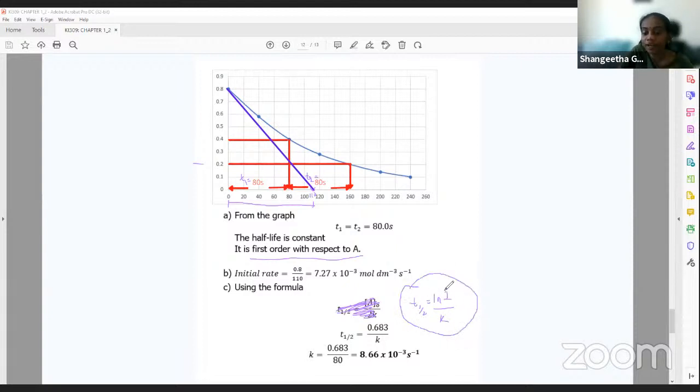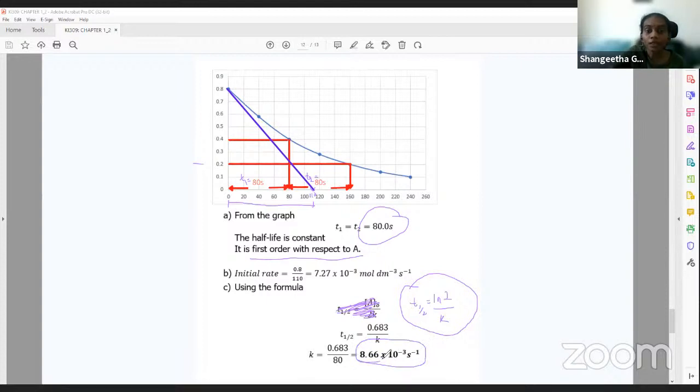The value of ln 2 is 0.693, a constant value. So for a first order reaction, T half equals ln 2 over k. From your question, you know that the half-life is 80 seconds. So from here, you can just rearrange and you will get this value as your rate constant.